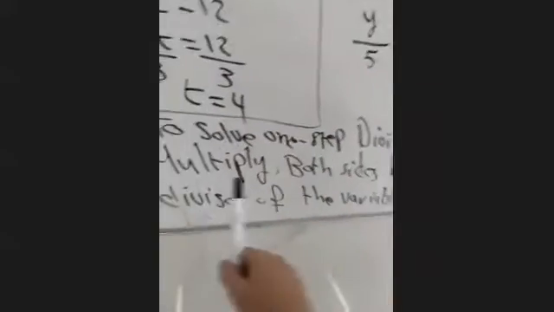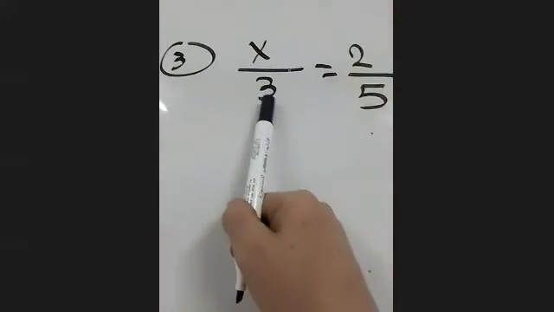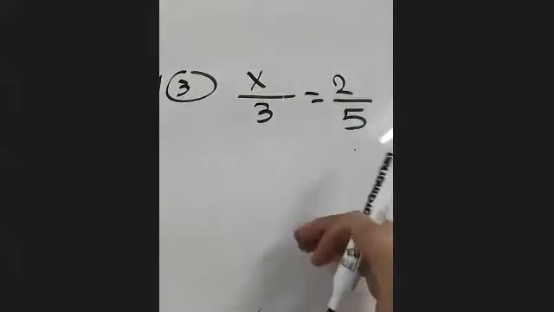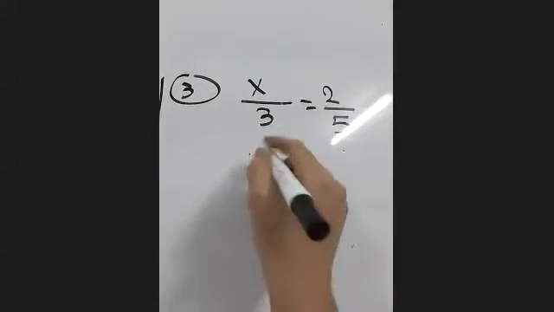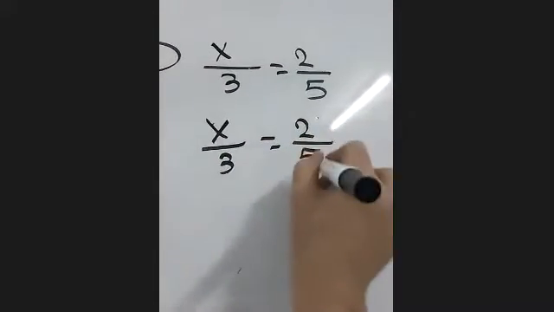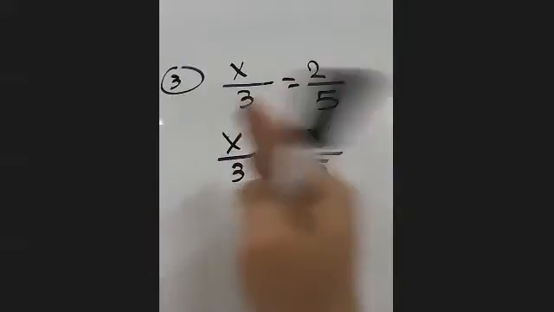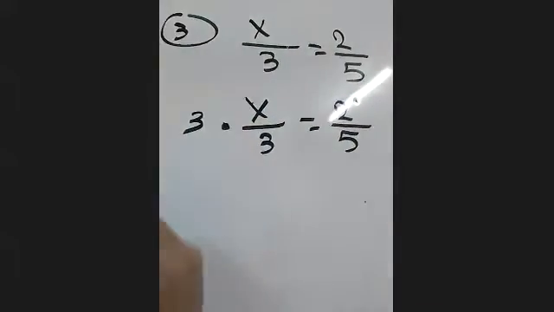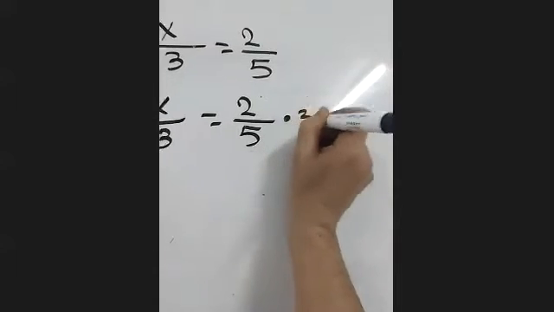If we have a one-step division equation, multiply both sides by the divisor of the variable. The divisor of the variable is 3. So I'll multiply both sides by 3. Let's rewrite the equation. x over 3 equals 2 over 5. I'll multiply both sides by 3. So here I'll multiply by 3, and here I'll multiply by 3.